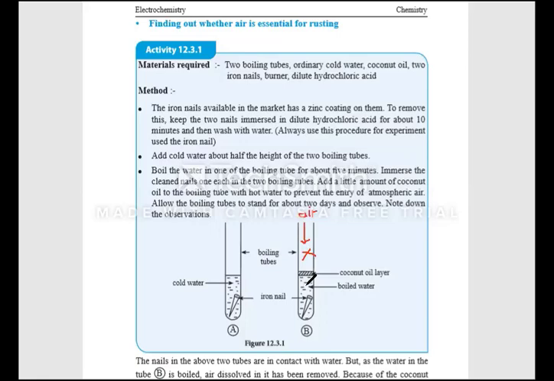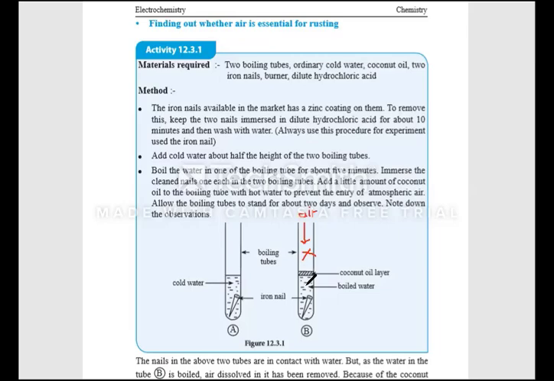Okay, now once that is done, we leave the boiling tubes to stand for about 2 days. So that is, we allow some time for corrosion to take place, because as you know, corrosion is not an instantaneous process. It takes time. It happens when you expose the metals to air for several days. So you keep these apparatus for 2 days, and then you observe and note down the observations.